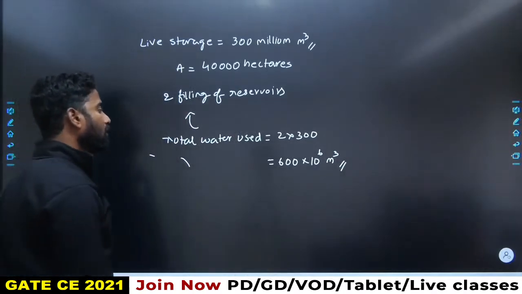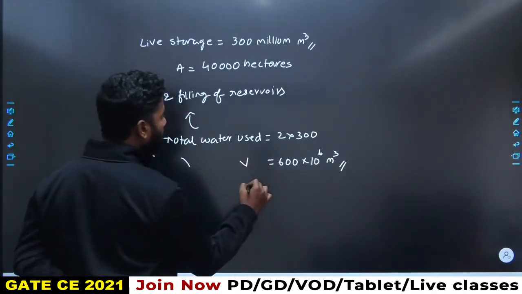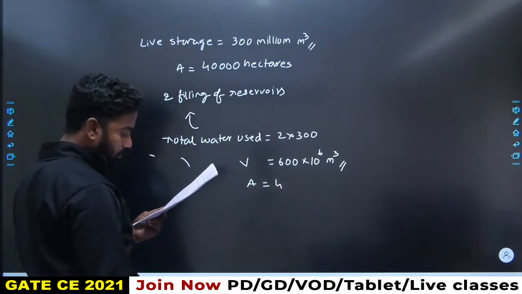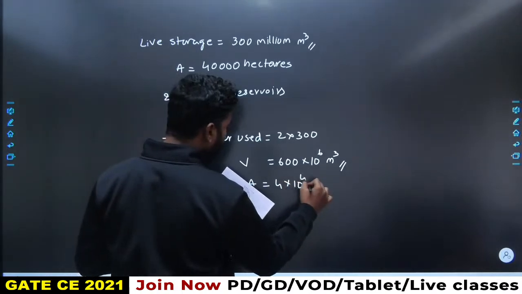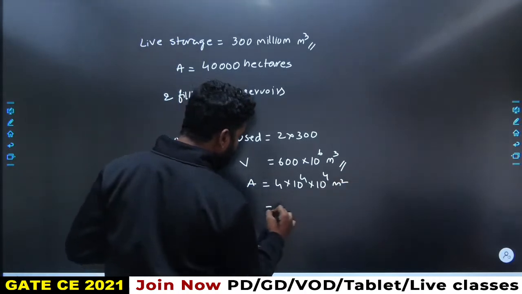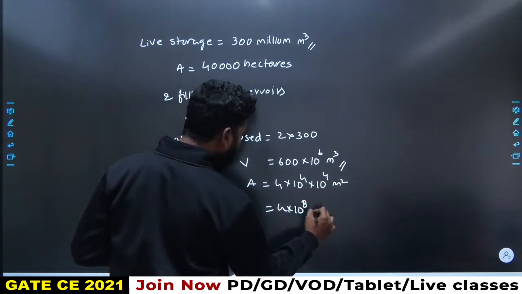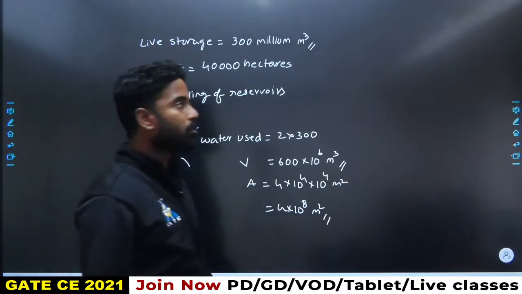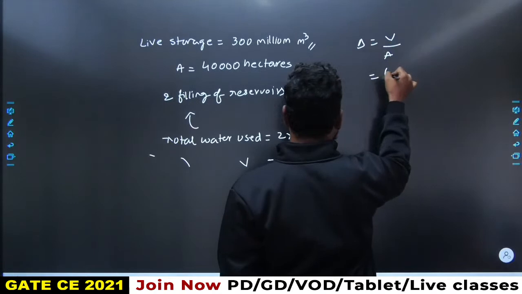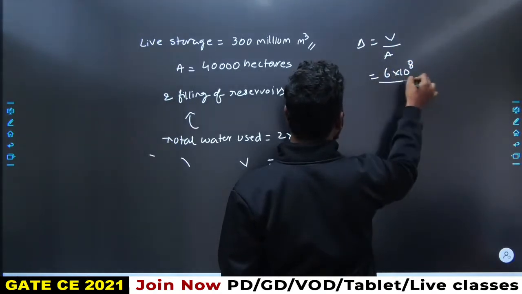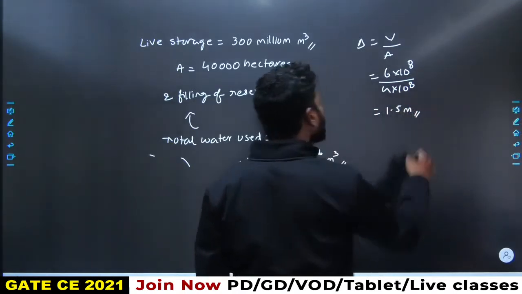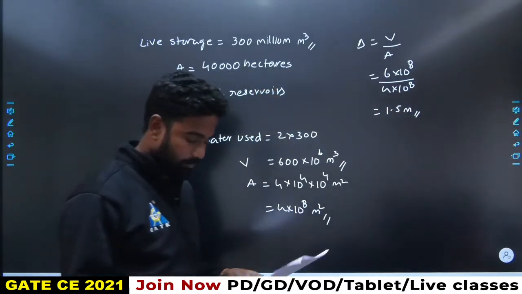This is the volume of water that is required or used. The area to be irrigated is 40,000 hectares, 4 into 10 to the power of 4 hectares, and 1 hectare is 10 to the power of 4 meter square. So, this is 4 into 10 to the power of 8 meter square. So, what is the depth of the water required now? Delta equals V upon A, that is 6 into 10 to the power of 8 upon 4 into 10 to the power of 8. 1.5 meters of water depth is required.